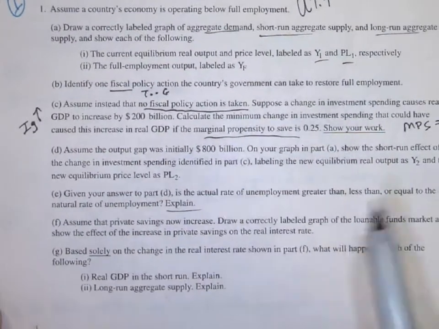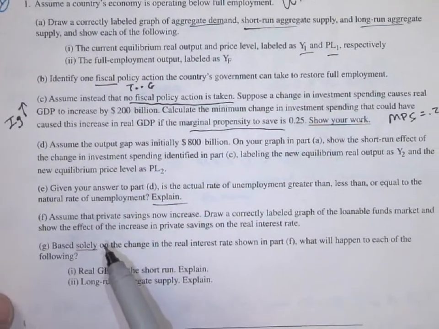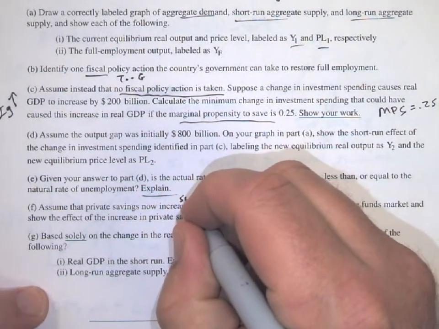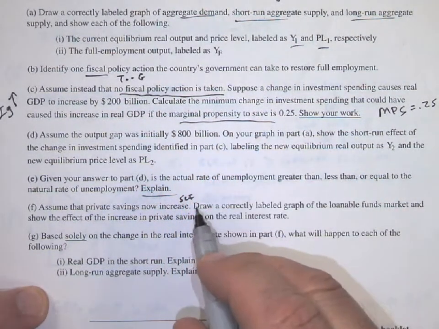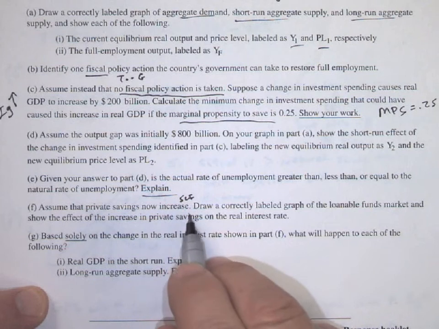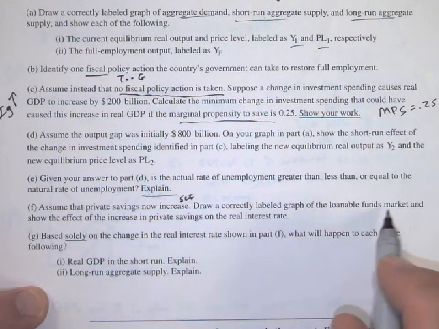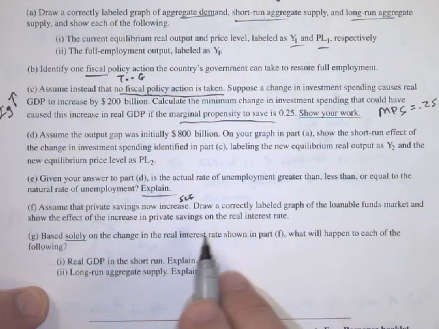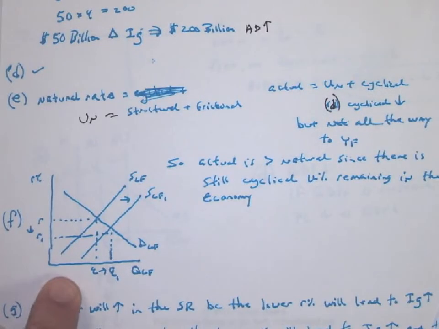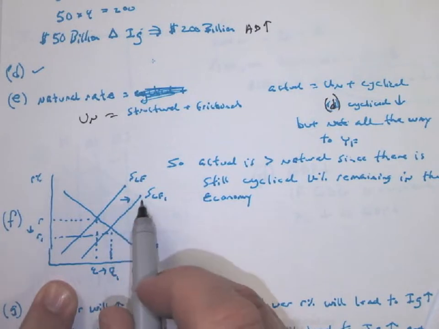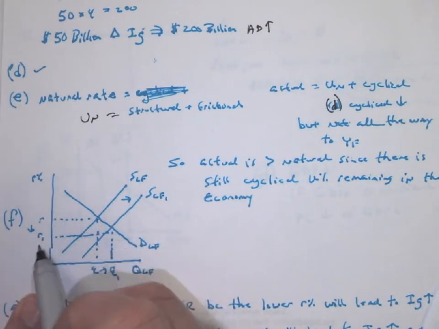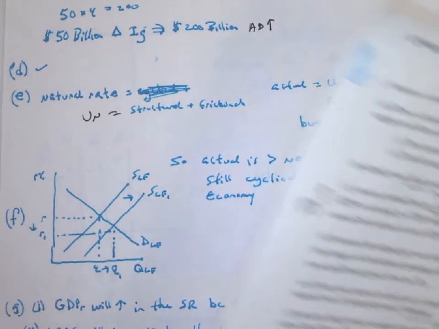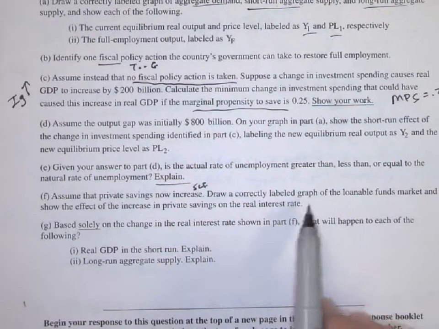All right, part F. Assume that private savings now increase. Immediately, you should be thinking savings, loanable funds. Okay? Supply of loanable funds. Draw a correctly labeled graph of the loanable funds market and show the effect of the increase in private savings on the real interest rate. So I'm going to draw my demand and supply of loanable funds, show the loanable funds increasing to the right. Make sure you drop the real interest rate when we have more supply and demand remains the same. And that's what they ask you to do right there, is just draw the graph.